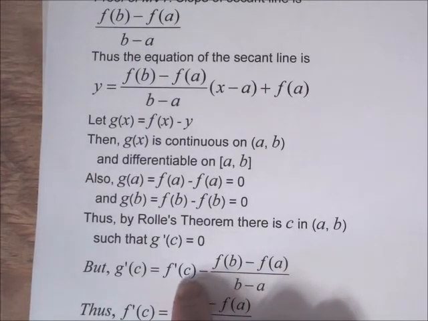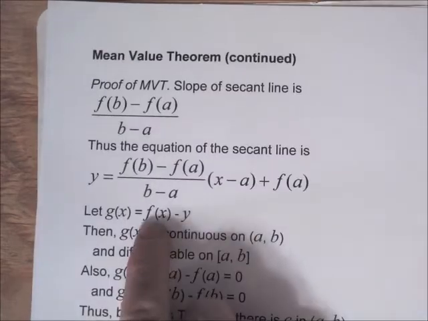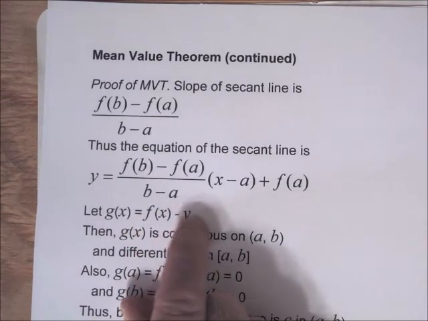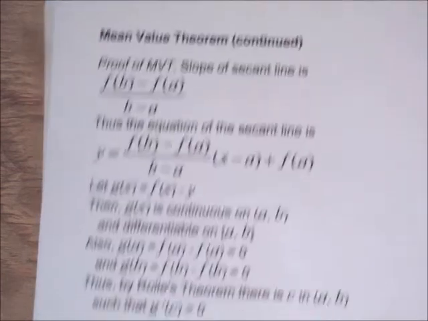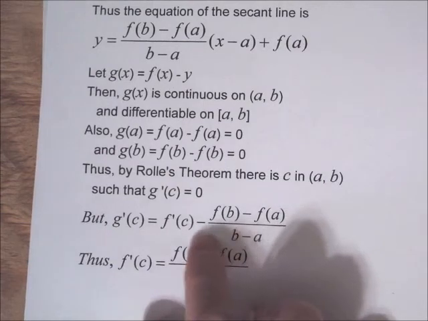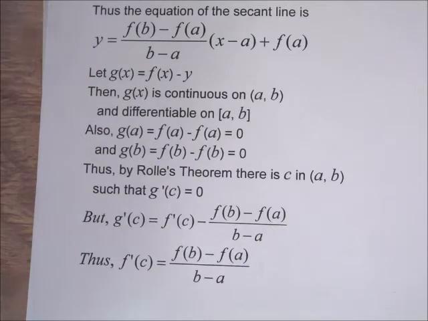But the derivative, g of c is just f of c minus y, but if you take the derivative, you get f prime of c, and y is linear, so it's just f prime of c minus the slope of the line. So f prime of c minus the slope is equal to 0, and solve for f prime of c, and you get f prime of c is equal to f of b minus f of a all over b minus a. So that concludes the proof of the mean value theorem.